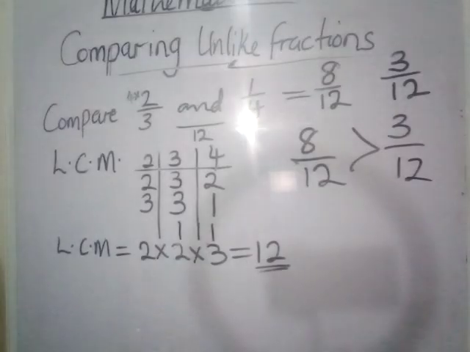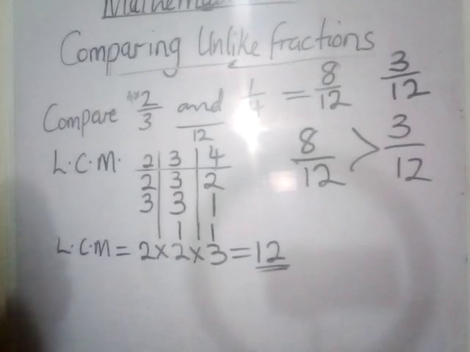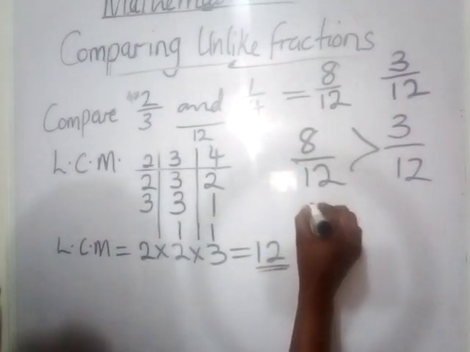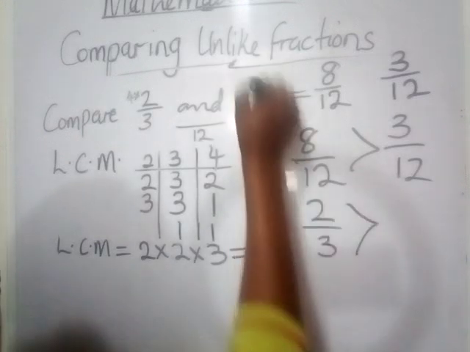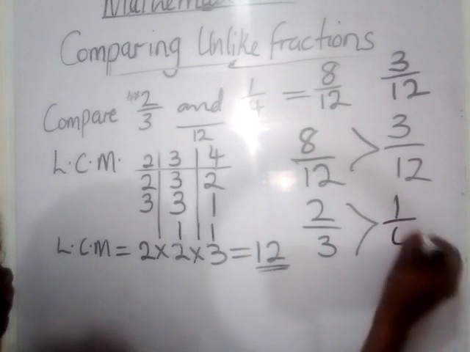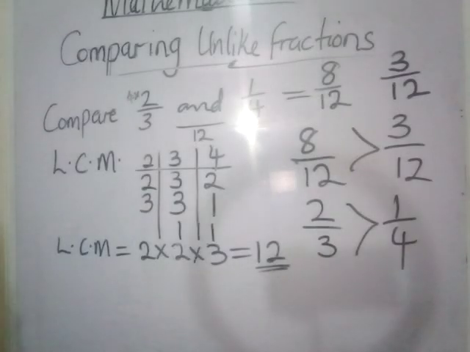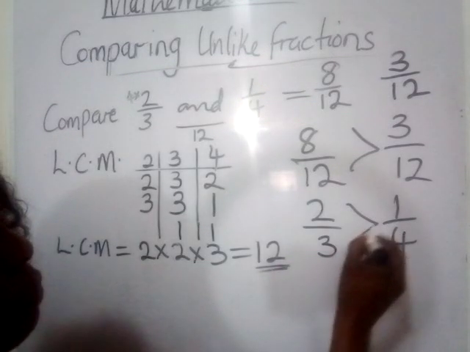Now, this is not what we're going to write as our answer, because when we started off, we didn't start off with 8 over 12 or 3 over 12. So what do we now do? This 8 over 12 is the fraction representing 2 out of 3. That means 2 out of 3 is greater than 1 out of 4, because 3 over 12 is the fraction representing 1 over 4. So this is how you do your comparison.